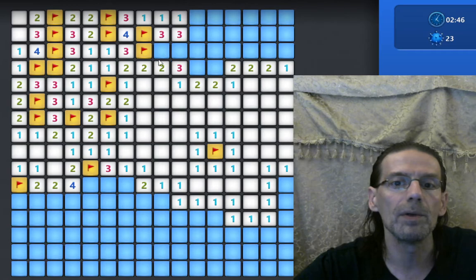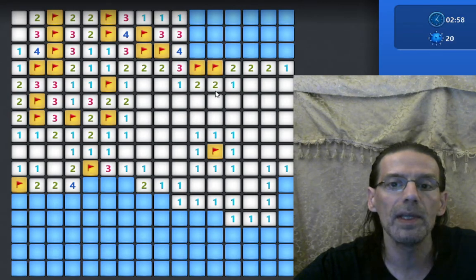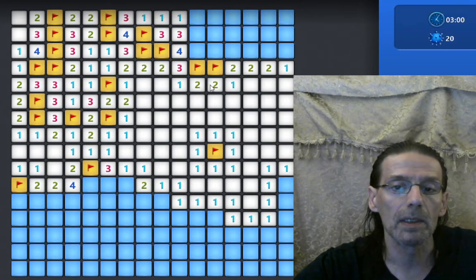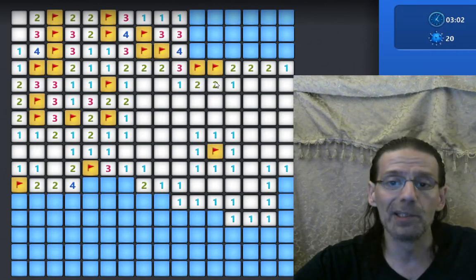This 3, we don't know. This 2, however, touches 1 and only this one. So that has to be. This 3 now has all 3 that it wants to be, and so that clears out. This 1, that has to be. This 1, that has to be. Which is, lines up with these 2's.